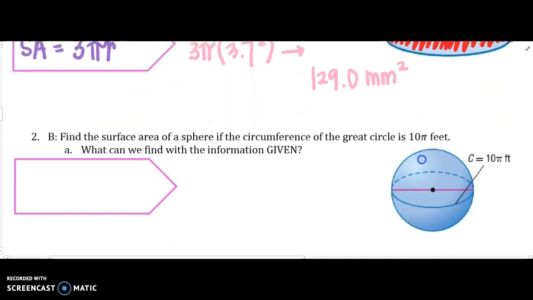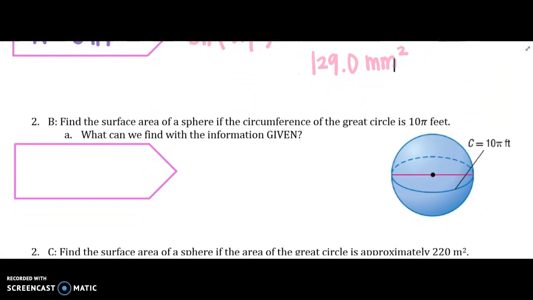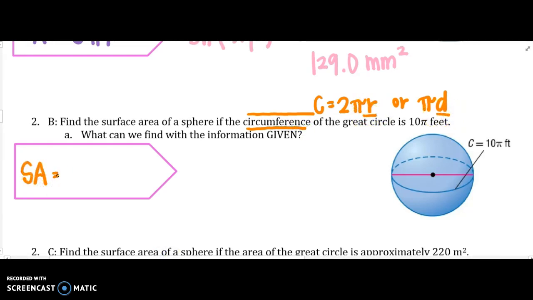All right, what if we have another type of problem? I need to find the surface area of a sphere if the circumference of the great circle is 10 pi feet. We have to remember circumference is 2 pi r, or pi d, pi times my diameter. So I need to break down the circumference to get my radius or my diameter, because then I will need to plug into my formula for a sphere, 4 pi r squared.